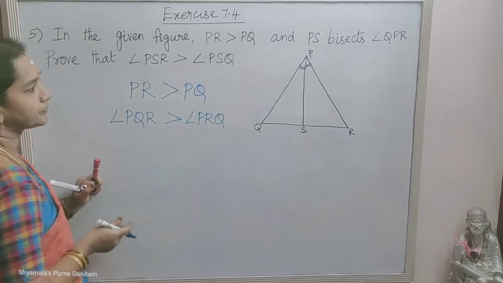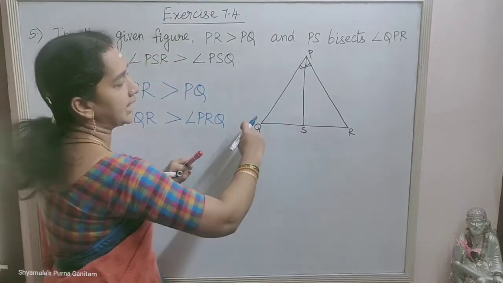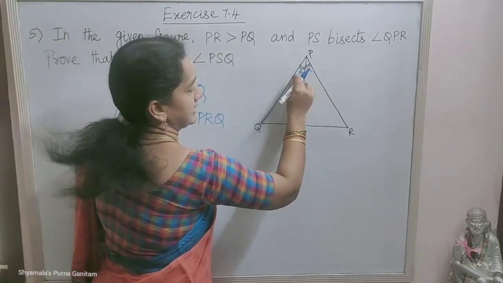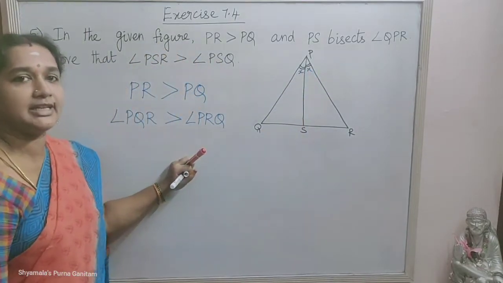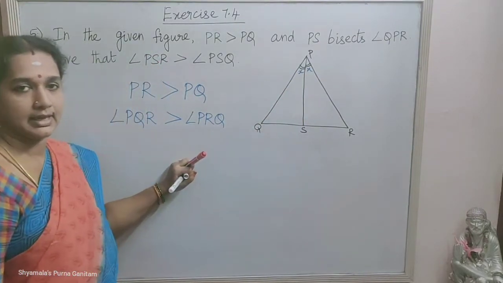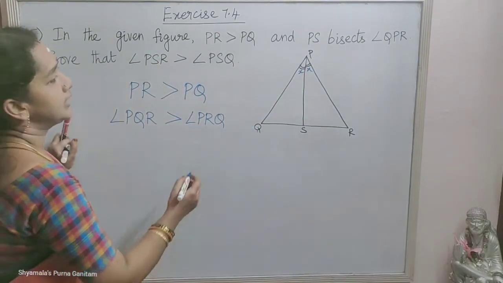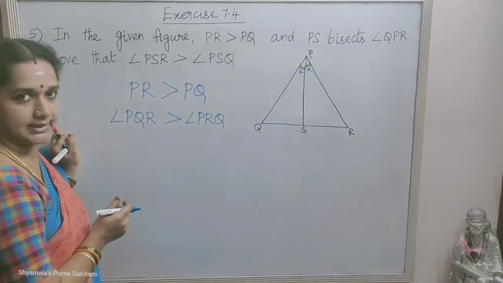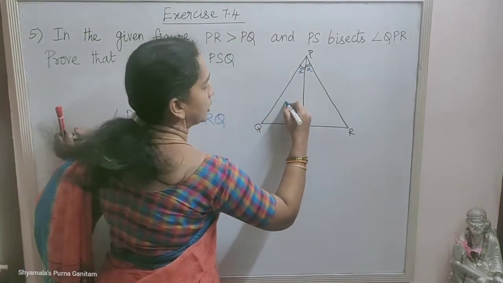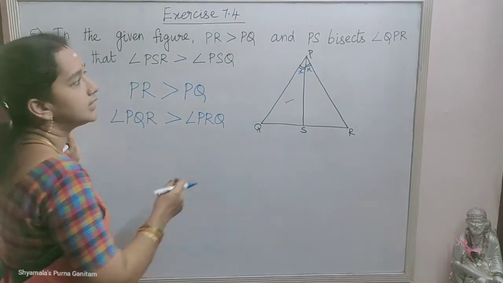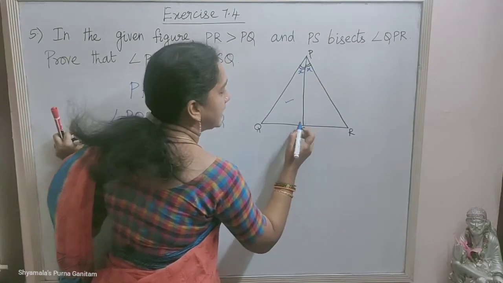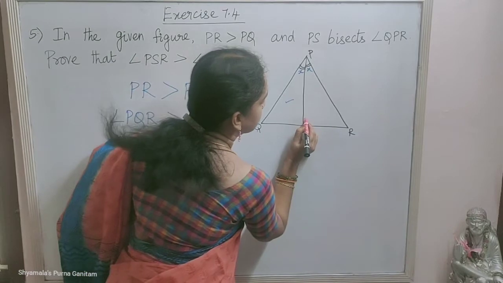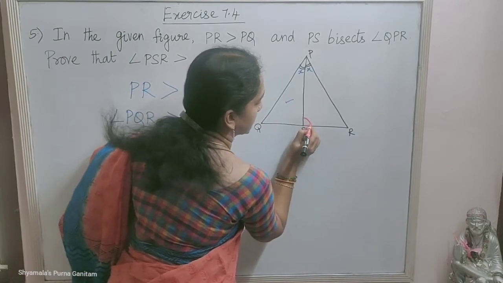Now, PS bisects angle QPR, it is given. Since the measures of the two angles are equal, we will take them as x and x. If we take triangle PQS, then angle PSR is the exterior angle of this triangle.